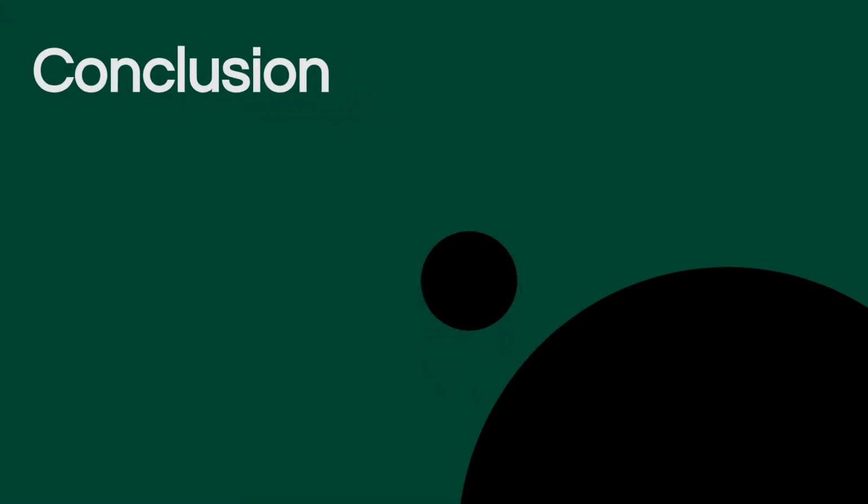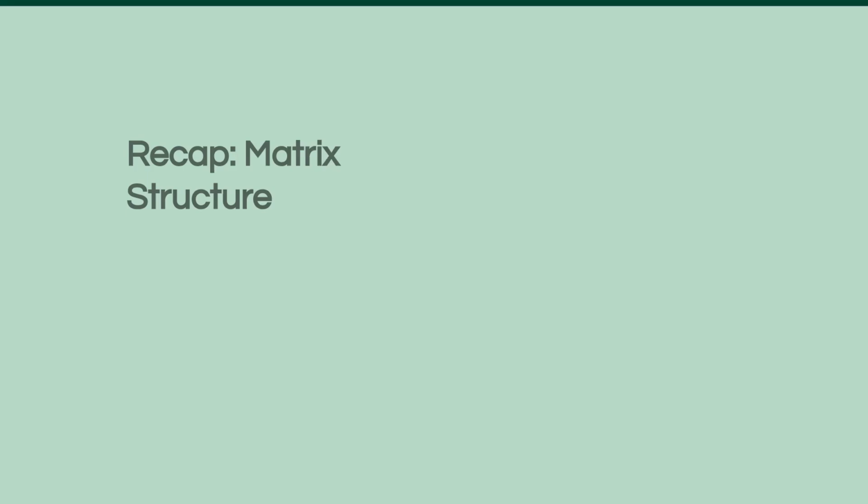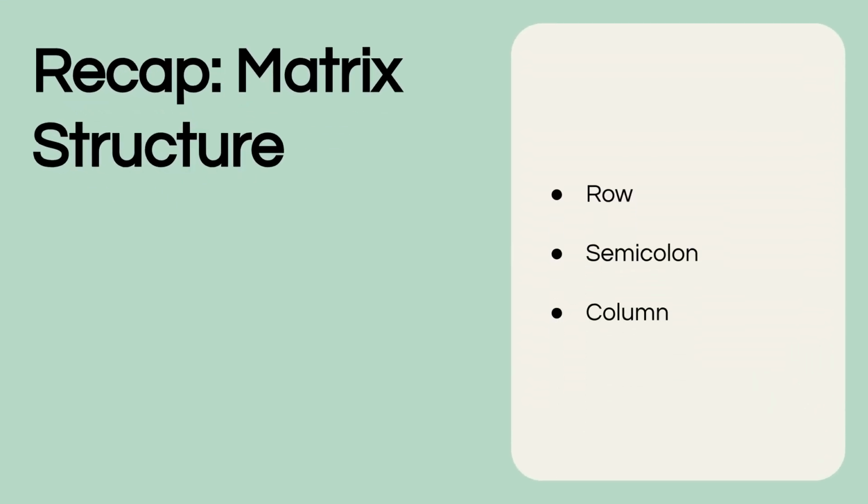That wraps up our introduction to creating and performing basic operations with matrices in MATLAB. Quick recap. Use a space to separate elements in a row and a semicolon to start a new row.